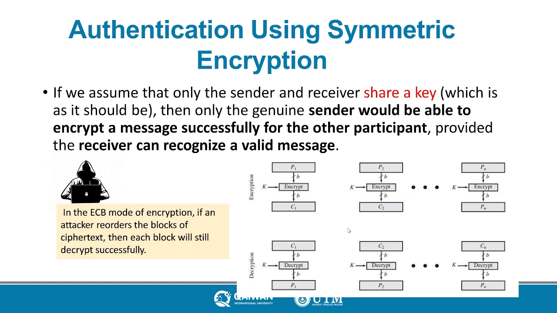Now, authentication using symmetric encryption. If we assume that only the sender and receiver share a key, then only the genuine sender would be able to encrypt a message successfully for the other participant, and the receiver can recognize a valid message. Okay, what do I mean by this? Let's say I have a key with one of my friends, which is our secret key. At this time, only I will be able to encrypt the message, and my friend would be the only person who will decrypt the message.